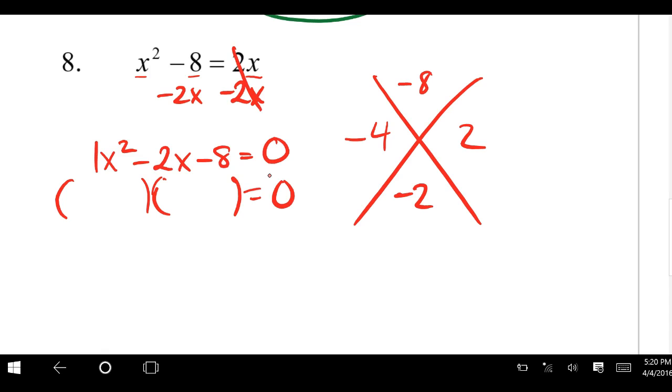So we just go straight to parentheses, and then the first one will be x minus 4 and x plus 2. So again, we don't have any numbers in front of our x, so we can go straight to saying x is a liar. This is negative 4, so our answer will be positive 4. And this is positive 2, our answer will be negative 2.